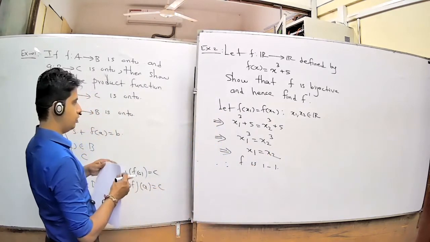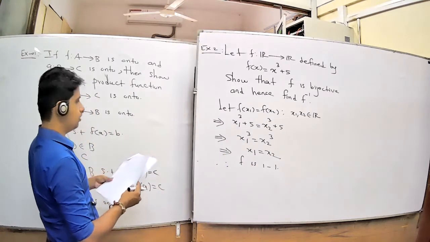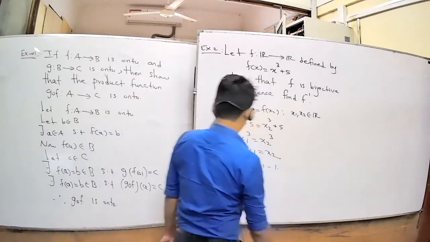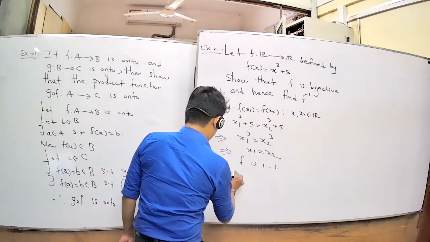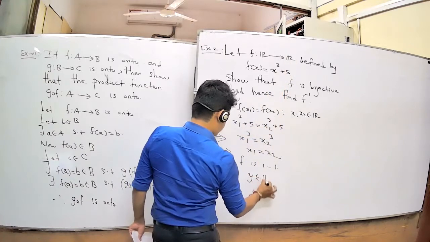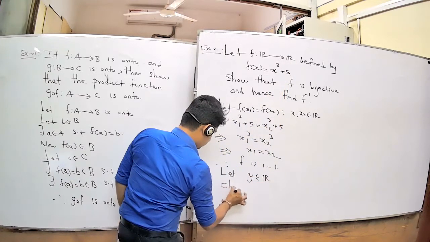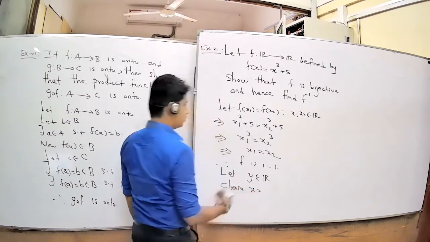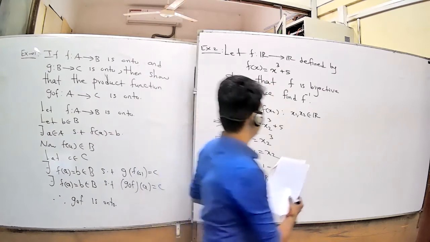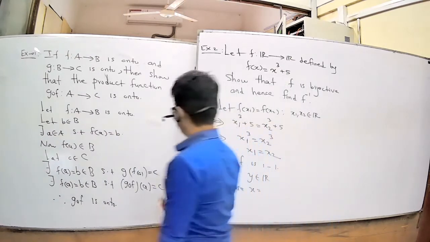Now you want to show that f is onto. For that, you take one of the elements from here. Let y belong to real numbers, choose your x value. How can you choose x so that x cube plus 5 equals y? You have some hint for this part.